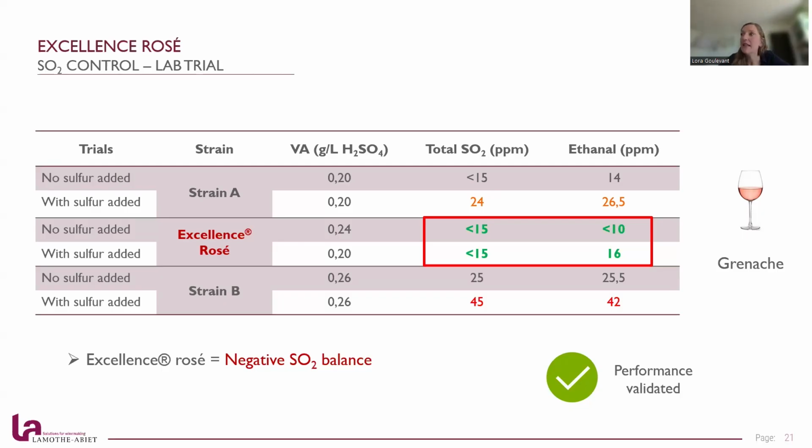So we can see that some strain will not produce SO2, but some other strain will produce some, like the strain B. It produced 25 ppm of SO2 in a no SO2 medium, and it produced even more in presence of SO2. And then what we observed is that the Excellence Rosé did consume all the SO2 that was on the must, the 20 ppm of SO2, and is not producing any ethanol or very low production of acetaldehyde compared to other yeasts during fermentation.